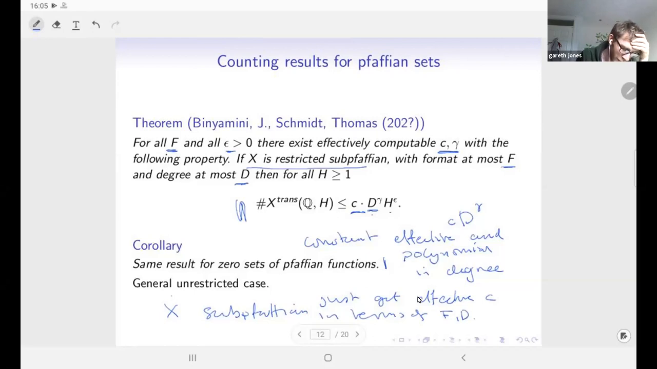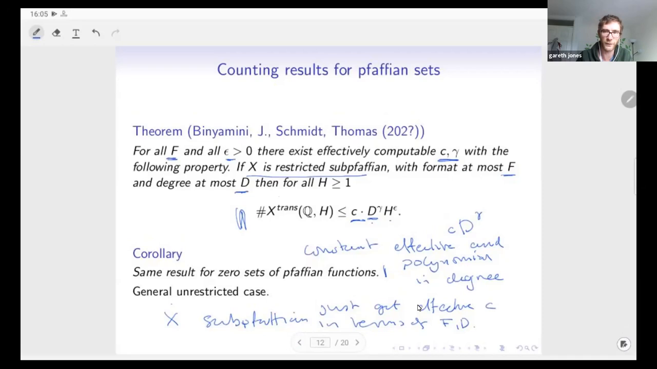In fact, our result's a bit more general. So the restricted subpfaffian sets correspond to an o-minimal structure, namely the o-minimal structure generated by restricted pfaffian functions. So in the definition of R_m, at the beginning, if I took all of the Fs to be pfaffian, then the sets I'd get there are more or less the restricted subpfaffian sets as I've defined them. In the general unrestricted case, we don't know if that's true anymore, and our result actually holds for all definable sets, but you have to associate a notion of complexity to them. So I won't do that here.